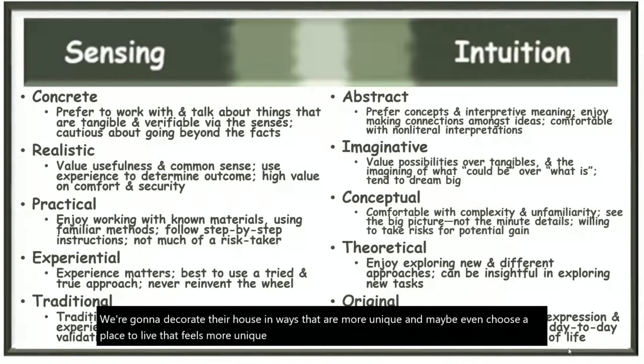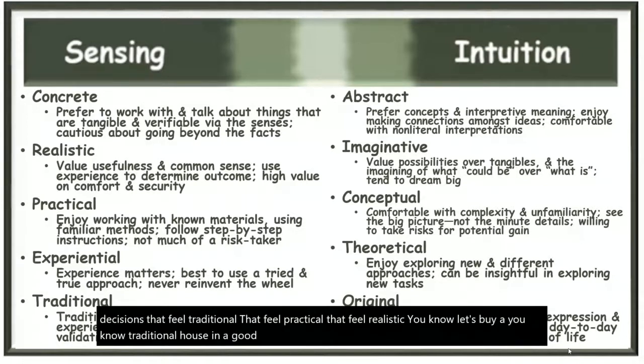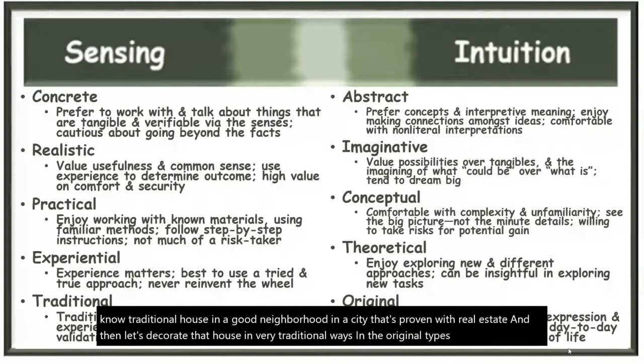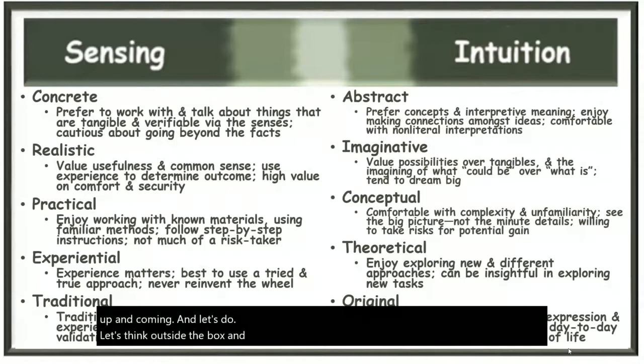And the sensing type is going to make decisions that feel traditional, practical, and realistic. You know, let's buy a traditional house in a good neighborhood in a city that's proven with real estate. And then let's decorate that house in very traditional ways. And the original type's like, no, let's do up and coming, and let's think outside the box in all the ways that we approach that.